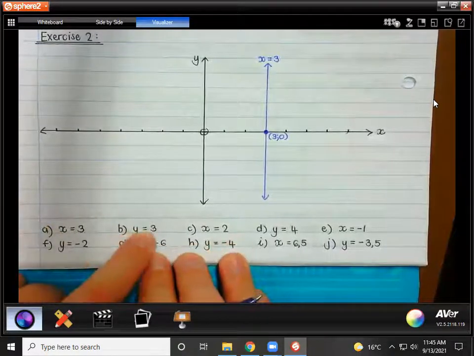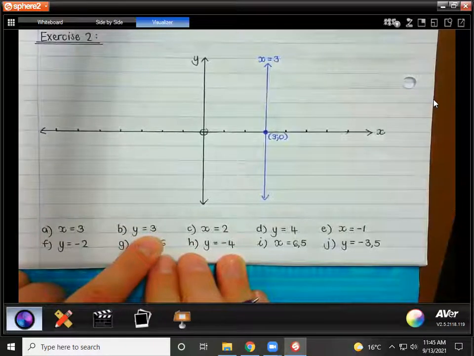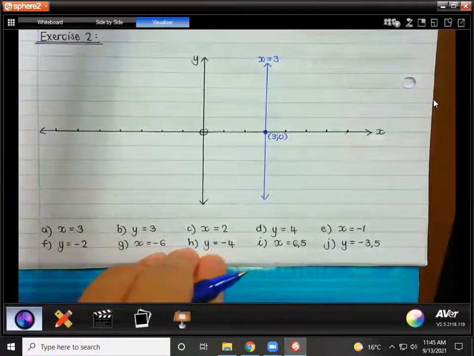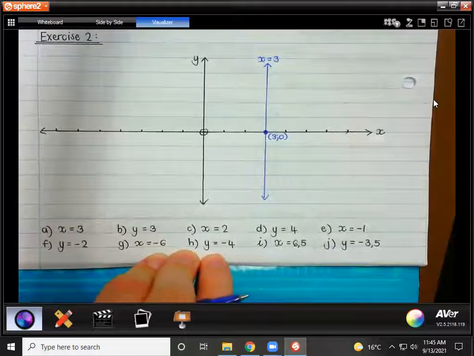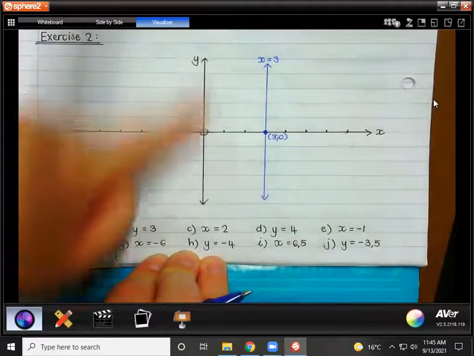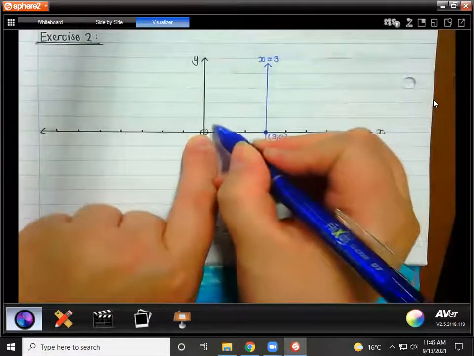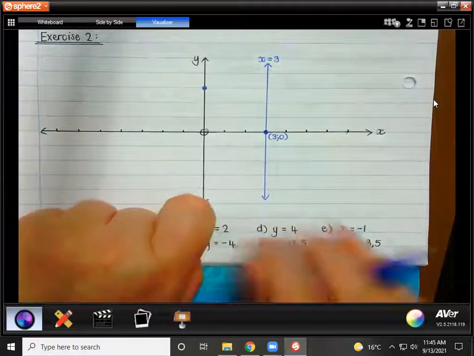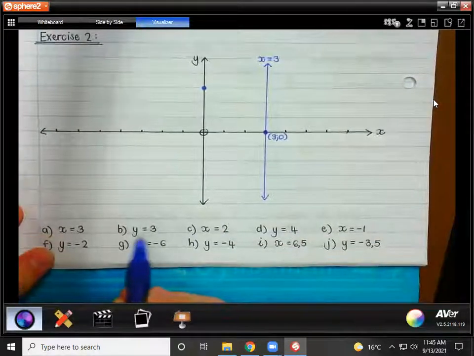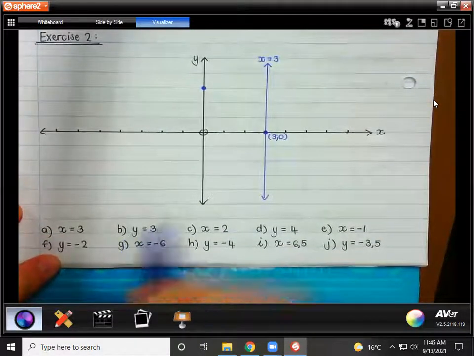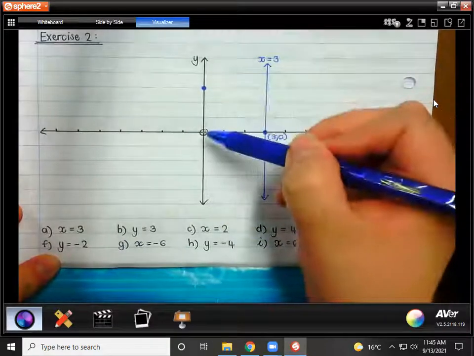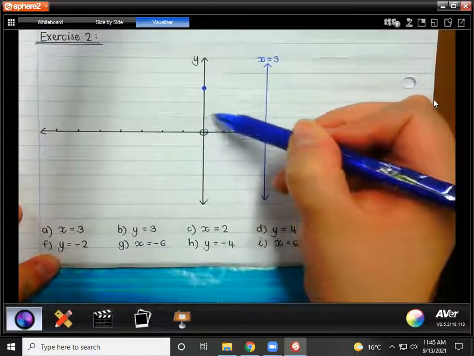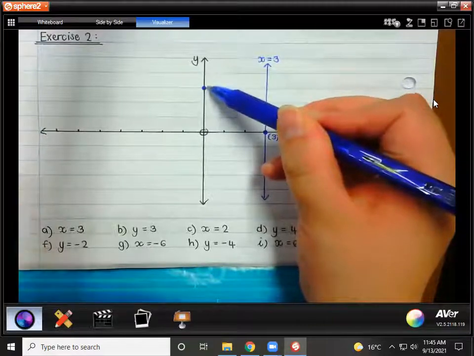Second one, y equals 3. That means that it must cut the y-axis at 3. So you go to your y-axis. There's 0. We go to 1, 2, 3. You can plot that point immediately. Right, so I'm going to say again, y equals 3. It has to cut the y-axis, which is this one, at 3. So you go to 3 on the y-axis.